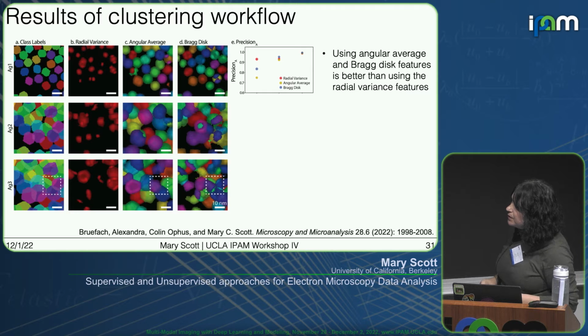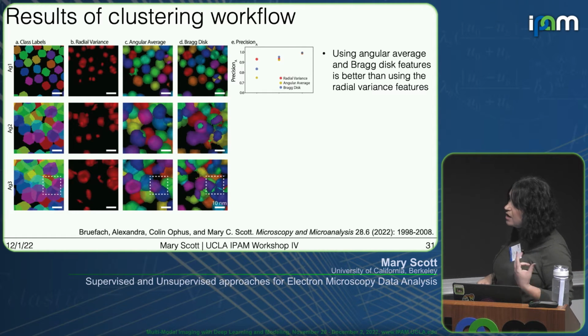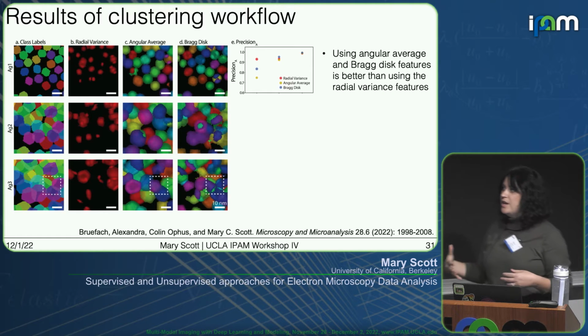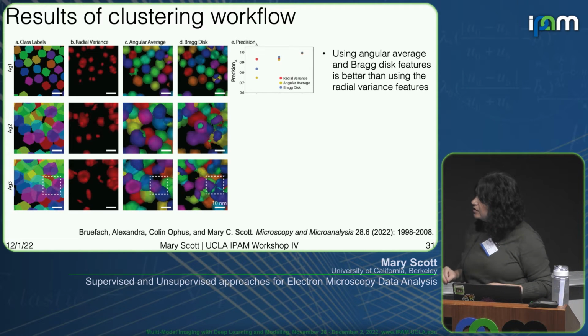And so you can really quickly pick up on the fact the radial variance approach does not work very well. It is significantly outperformed for all three data sets by, well, I won't say significantly for the small one, but it is outperformed by the angular average and Bragg disk approaches as shown in this precision metric. So this precision metric is the precision of just nanoparticle versus not nanoparticle. So it's a pretty coarse precision metric.